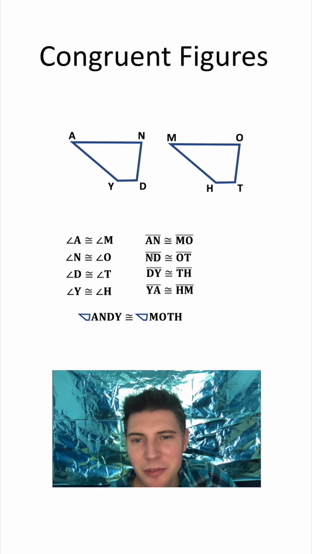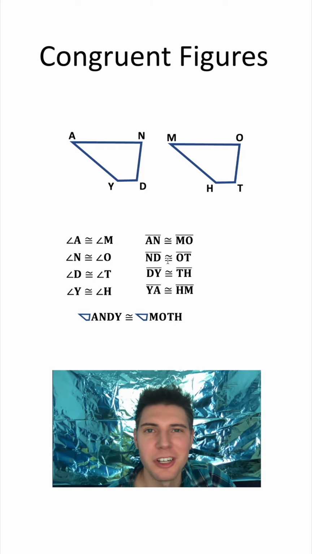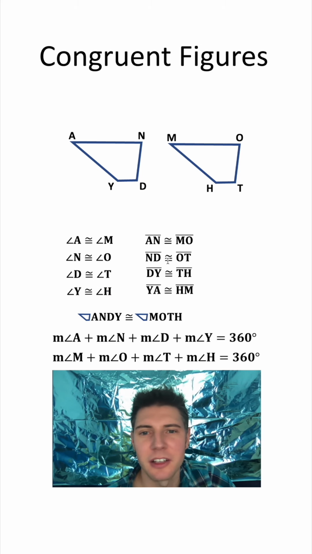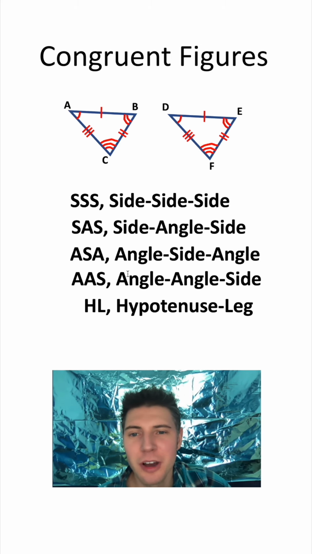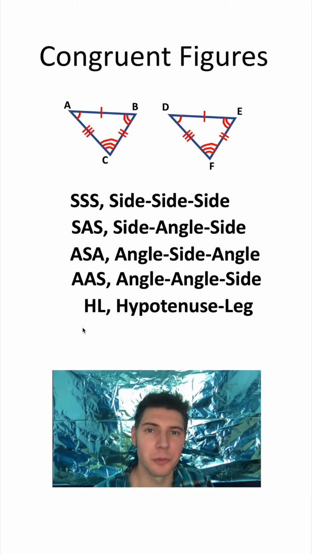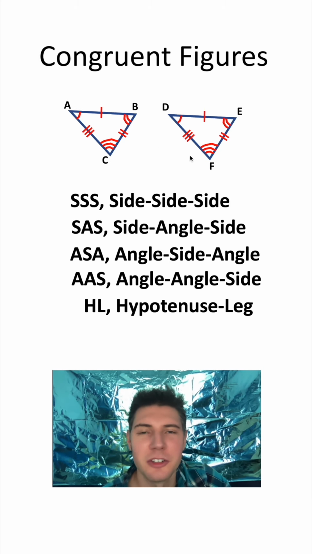In summary, any figure that has more than 3 sides, you need to have all the information to know they're congruent, or at least enough information to calculate all of them. But in triangles, if you do have any of these 5 combinations of 3 congruent corresponding parts, that is enough information to conclude that the two figures are congruent.